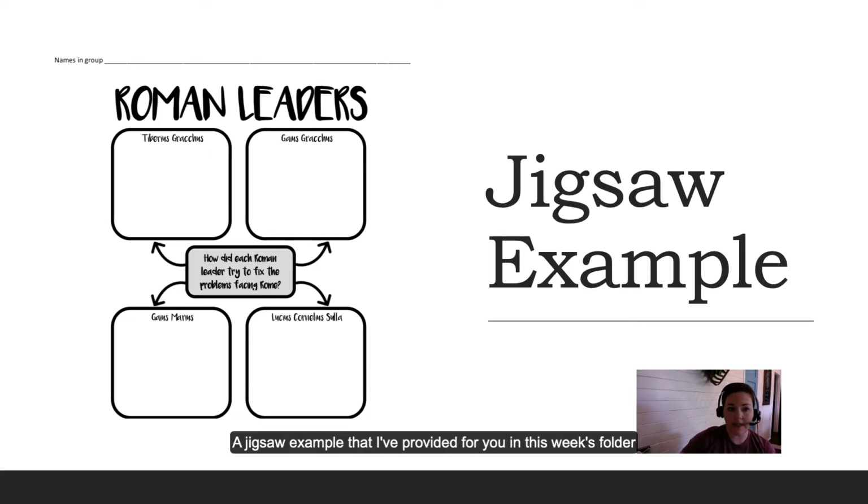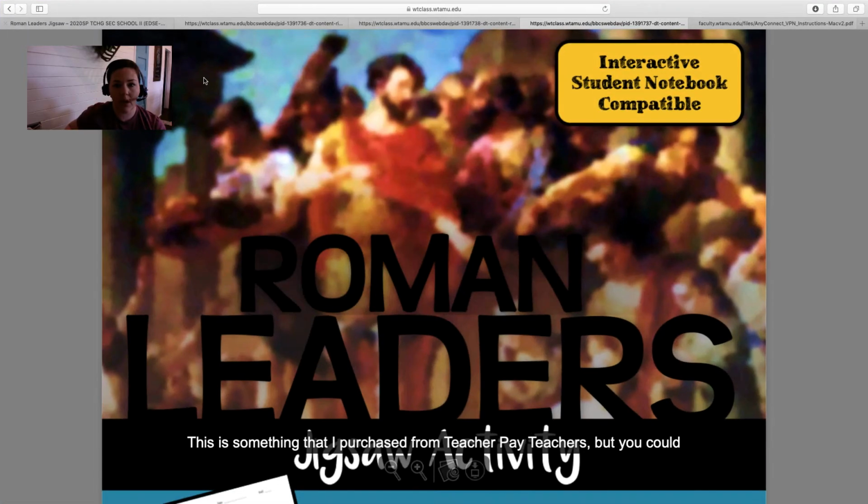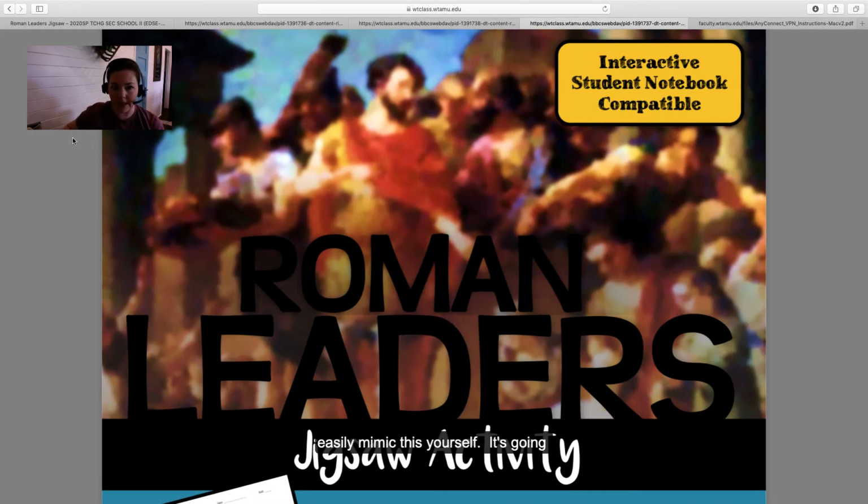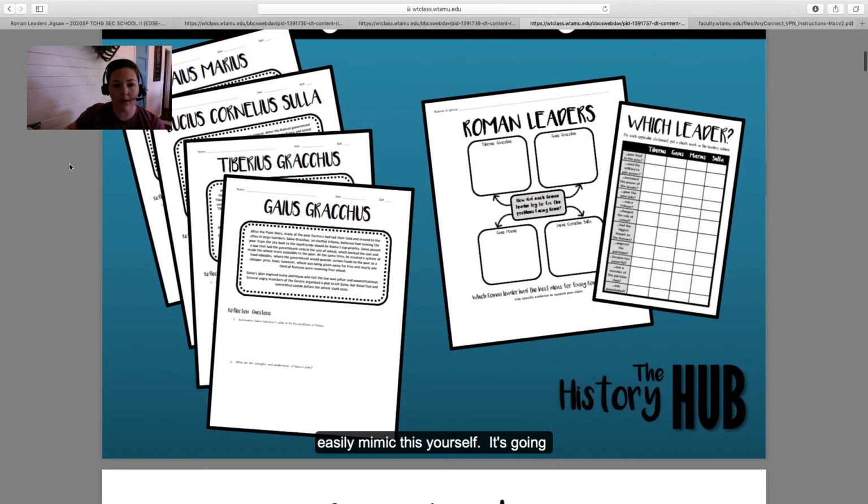A Jigsaw example that I've provided for you in this week's folder is on Roman leaders, and it has 4 different leaders that your students would go to. This would be for a history class. So there are 4 different experts in the home group. They then leave, become an expert on each one of these leaders, and they come back to the group and share. And this is something that I purchased from Teachers Pay Teachers, but you could easily mimic this yourself.